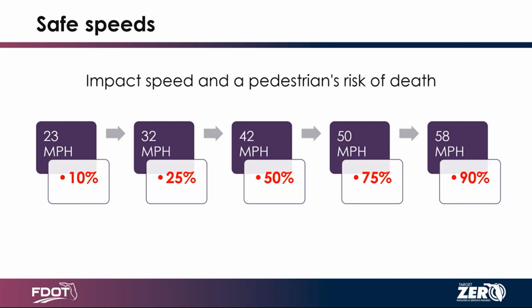So when we think about safe speeds, context is really important, right? Should we be lowering speeds everywhere? No, not necessarily. But where you have a lot of pedestrian and bicycle activity, particularly people in the streets or crossing the streets, we need to think differently about what the target speeds and the appropriate speeds are in those types of areas.